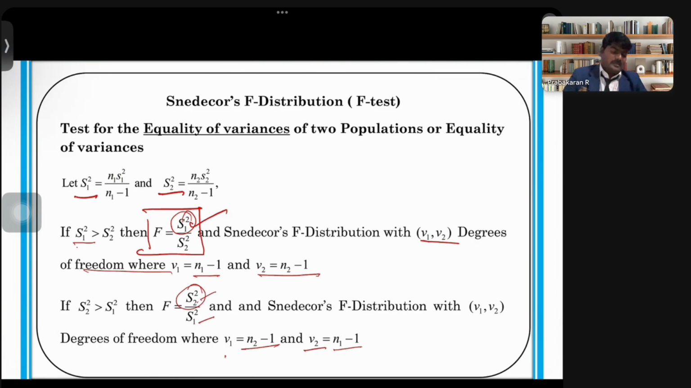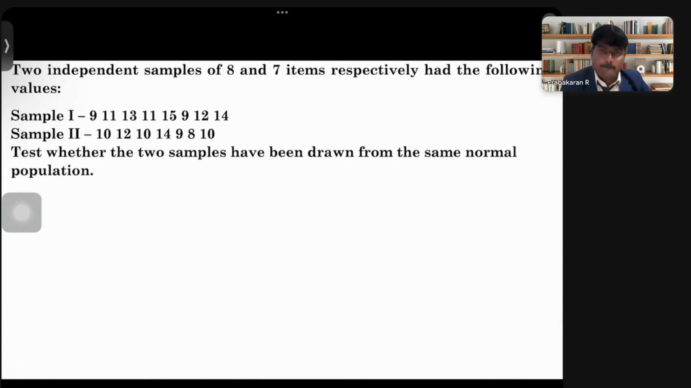So this is also a problem. They have given two samples. Just read the question: test whether, so this is not visible, okay, now it is visible. Test whether two samples have been drawn from the same normal population. So this is the keyword. They are asking in general.